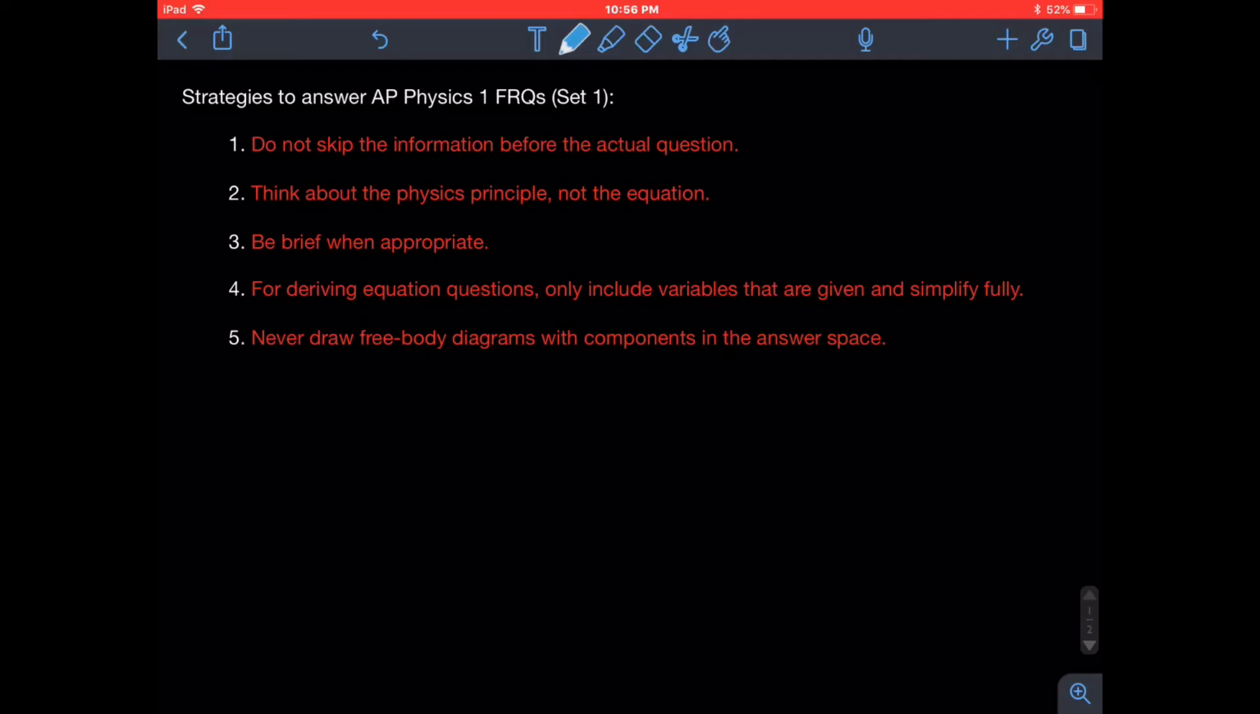If you do need to draw a free body diagram with components, which may be necessary, then you should just go on the side and quickly sketch it out, but do not draw it into the answer space, or otherwise you will get points off.